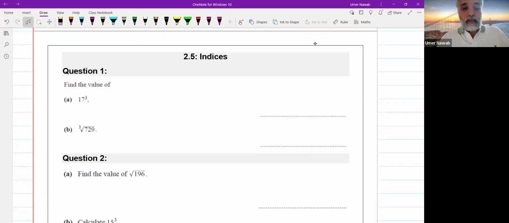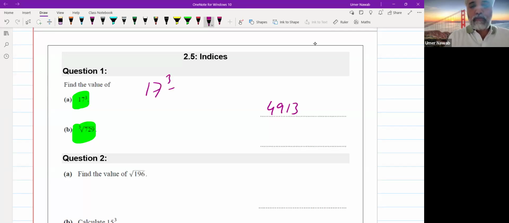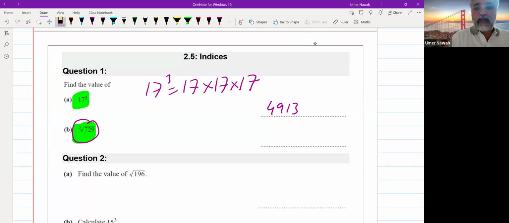Next question is indices. We need to use a calculator, guys. So if you use calculators, your answers will be straightforward. It's 4913 because 17 power 3 will be 17 times 17 times 17, or you may use a calculator. So this is cube root of 729, so 729 raised to power 1 over 3. This gives you 9. Directly from the calculator, you can get it.